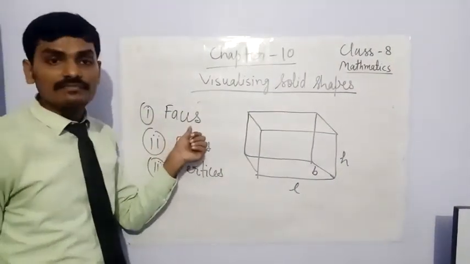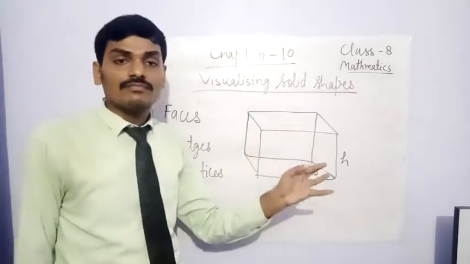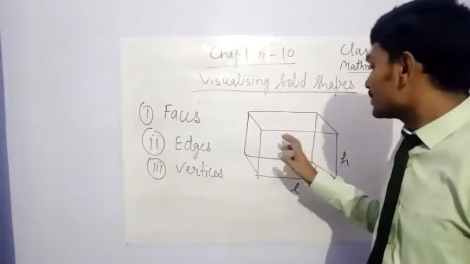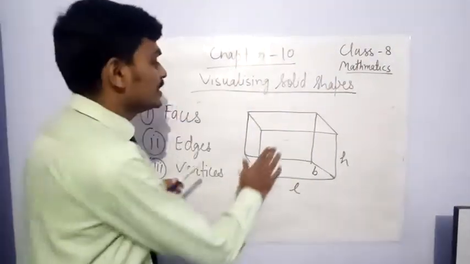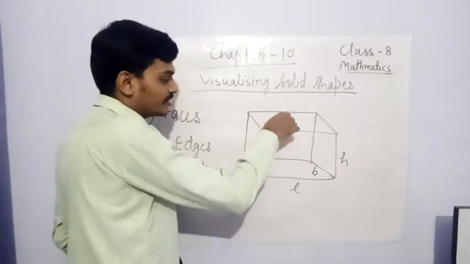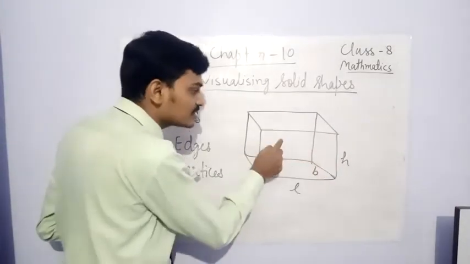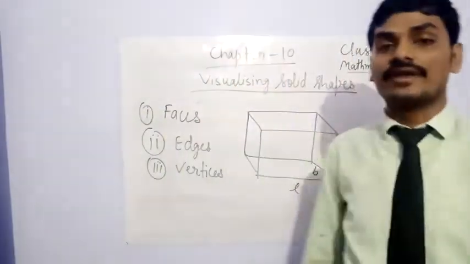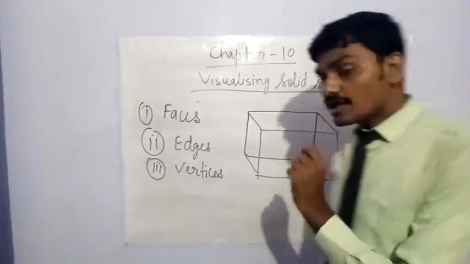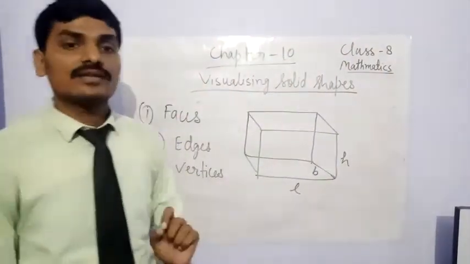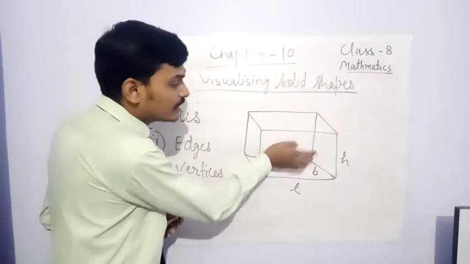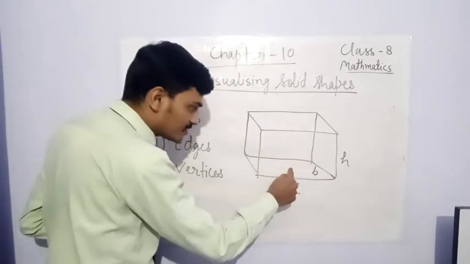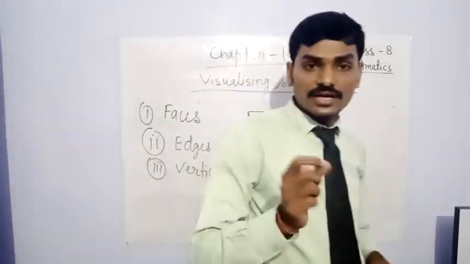First we should know what the faces are. The surface of a 3D figure is known as the faces. In a cuboid, this is one face, this is another face, and so on. So the surface of any 3D figure is known as the faces. In the cuboid there are 6 faces: first is the front, second is the back side, third, fourth, fifth and sixth. These are all the faces.